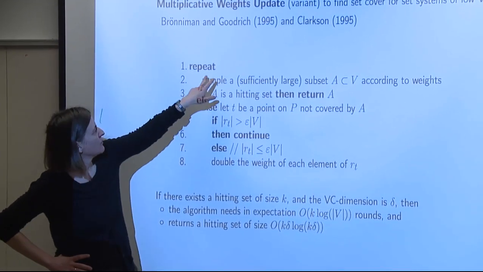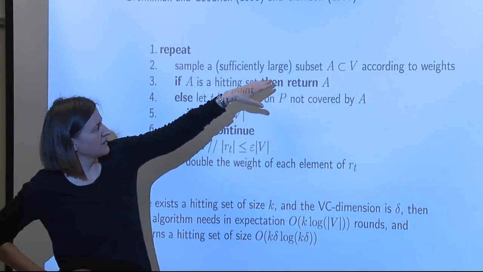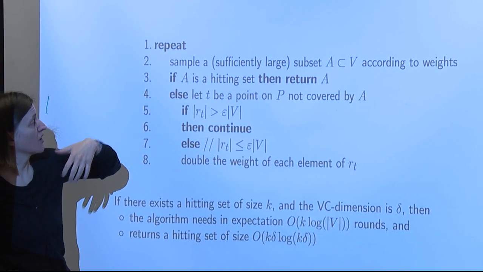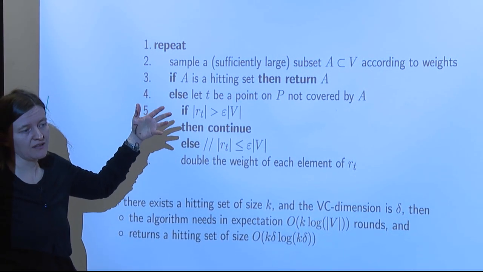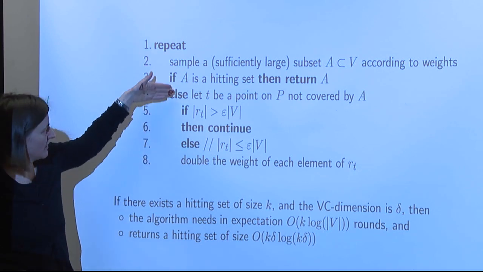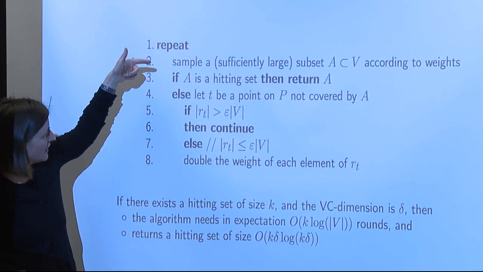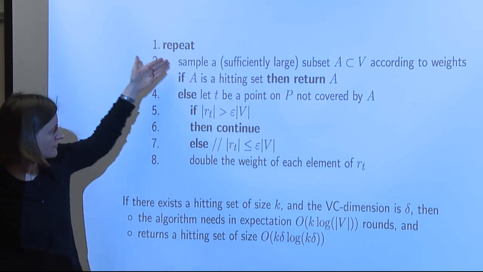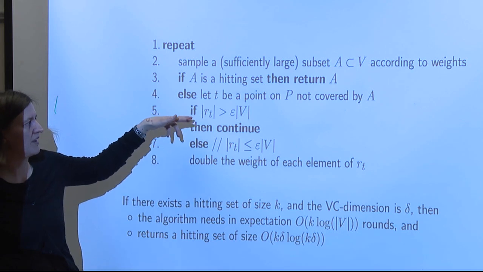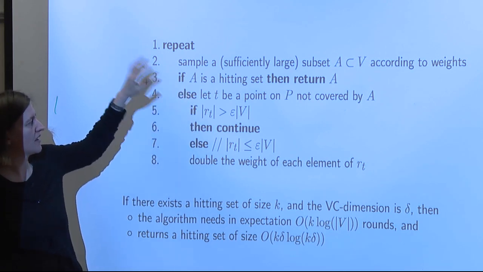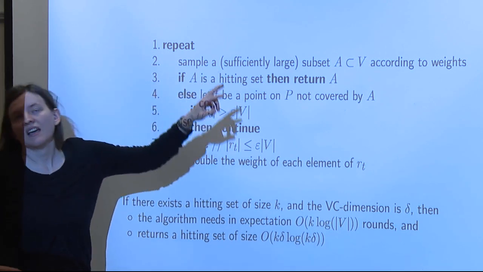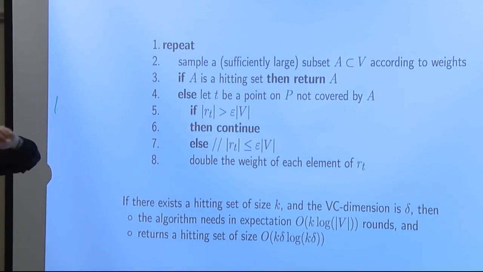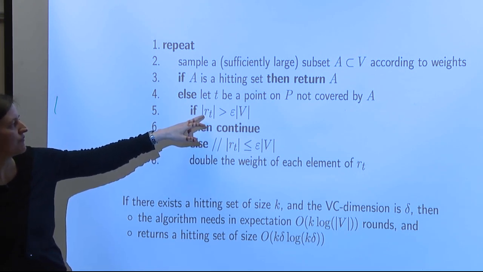Okay, so let's look at the algorithm. We sample a subset according to the weights, and with constant probability it will be an epsilon net. We just work with that set. Then we can check if it's a hitting set. If it's a hitting set, then we're done. If it's not a hitting set, there must be a point on the curve that's uncovered. So there must be a set that is not hit, and this set is R_t.